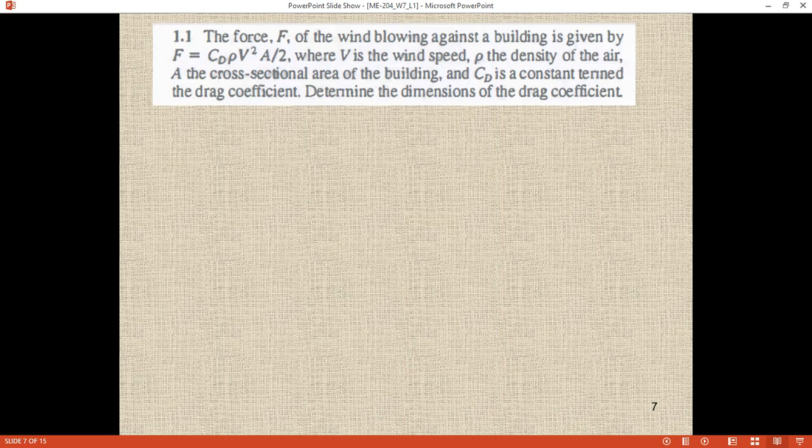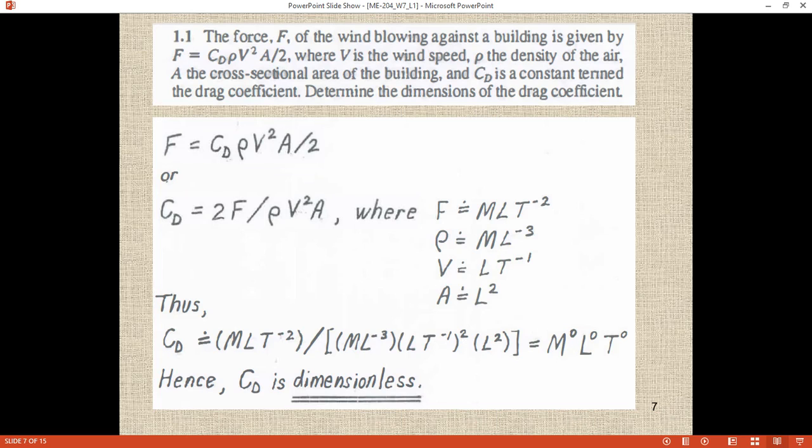So now we do one more exercise. Here the force F of the wind blowing against a building is given by F equals CD rho V square A by 2, where V is the wind speed, rho is the density of air, A is the cross-sectional area of the building, and CD is a constant, the drag coefficient. Basically the drag coefficient is a dimensionless number. It has no dimensions.